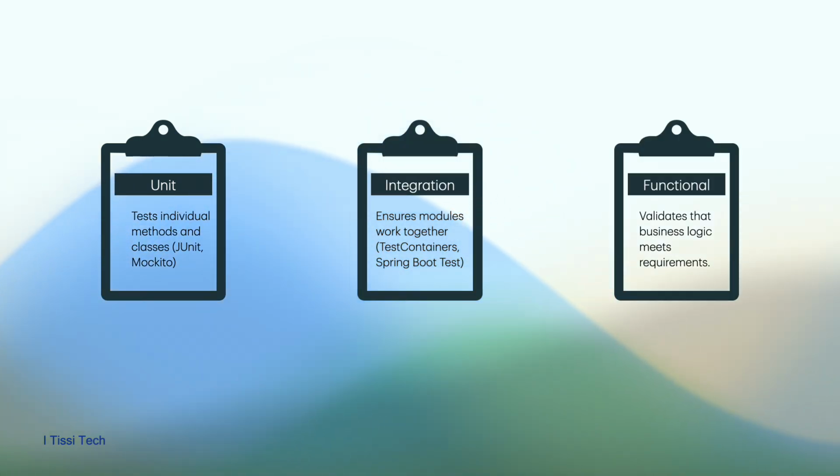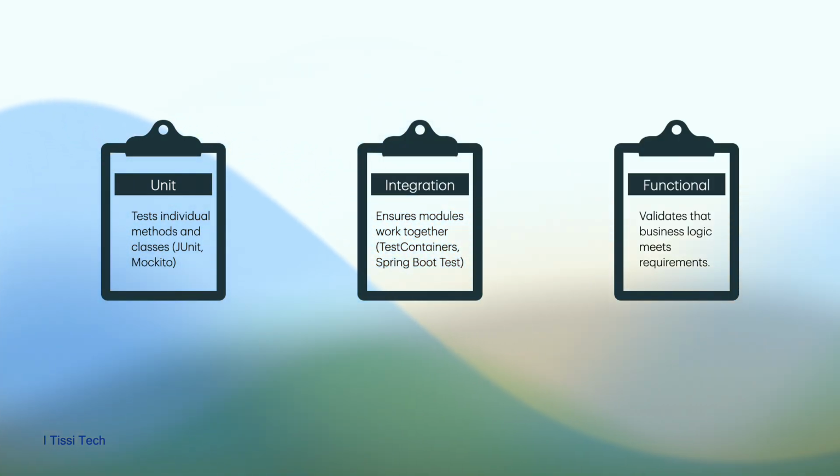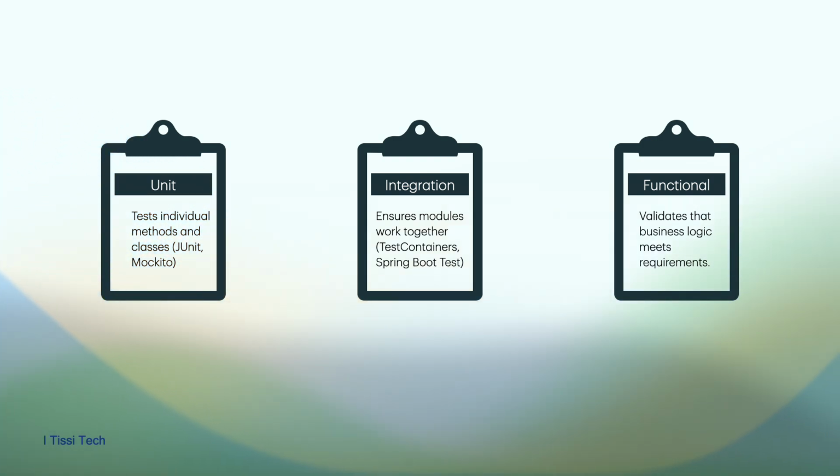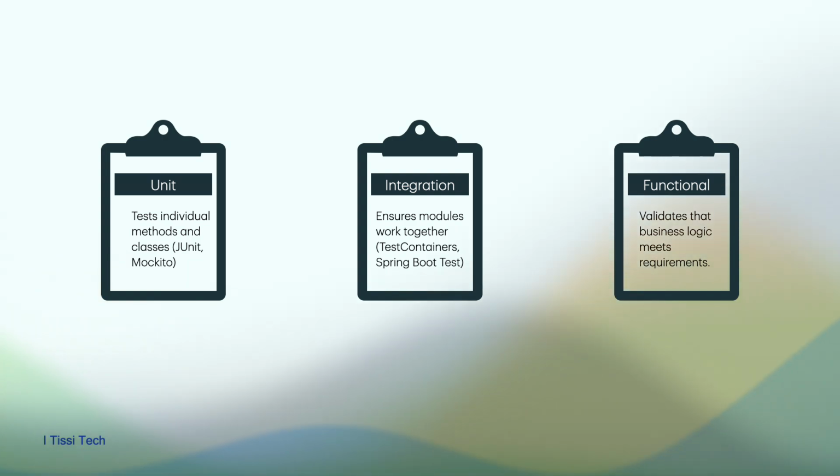You'll start with unit testing using tools like JUnit and Mockito. Then, you'll move on to integration testing with tools like Testcontainers and Spring Boot Test. And finally, you'll want to do functional testing to make sure your business logic meets the requirements.